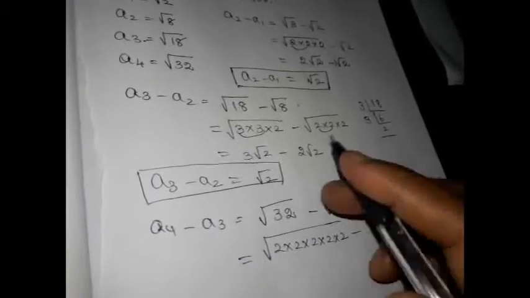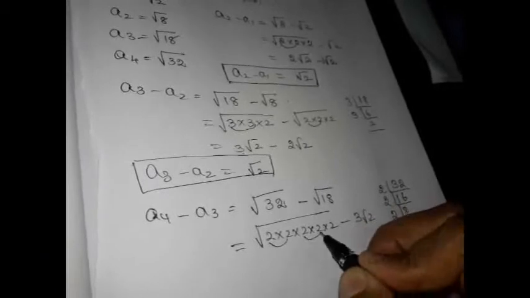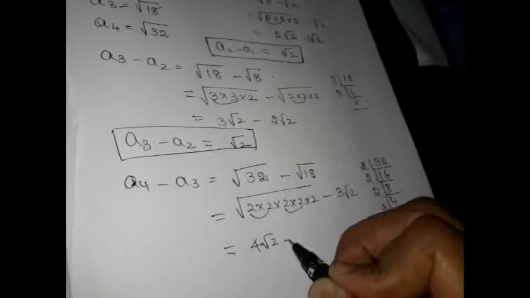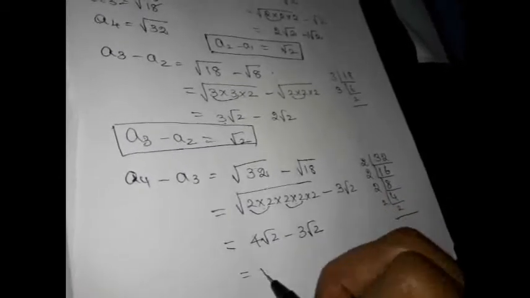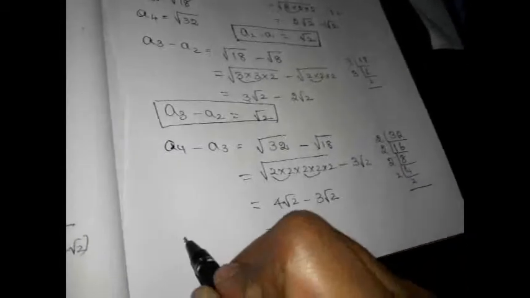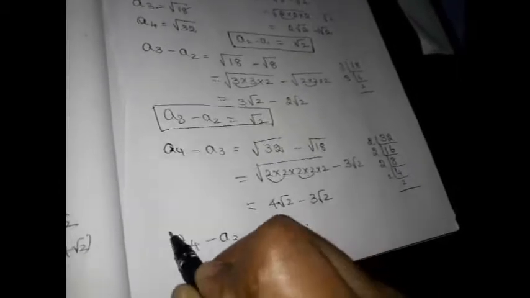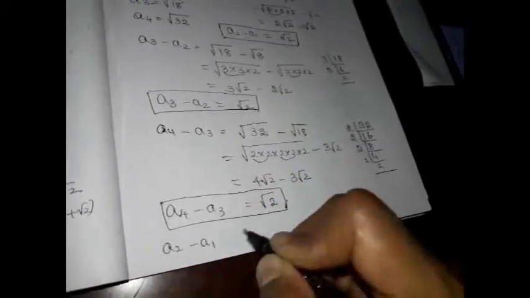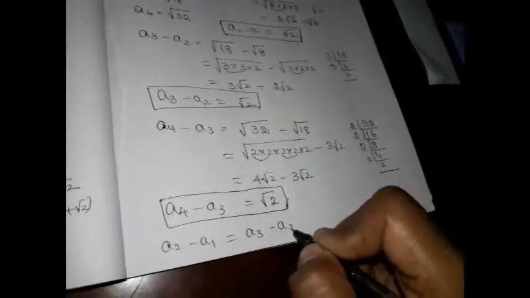So already root 18 we solved, which is 3 root 2. From this, for a pair we can write one 2 outside. So 2 into 2 will become 4 root 2 minus 3 root 2, which is nothing but root 2 again. So we found all the differences are root 2. Therefore it is an AP. Here A2 minus A1 equal to A3 minus A2 equal to A4 minus A3, which is equal to root 2. All are equal, therefore it forms an AP.